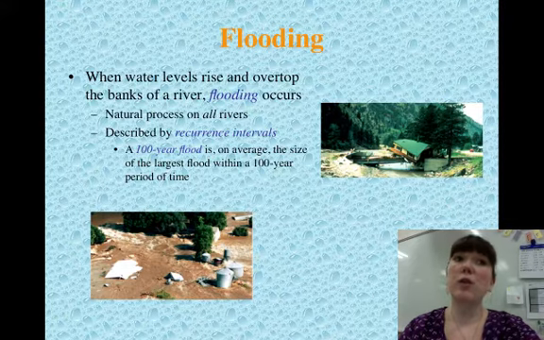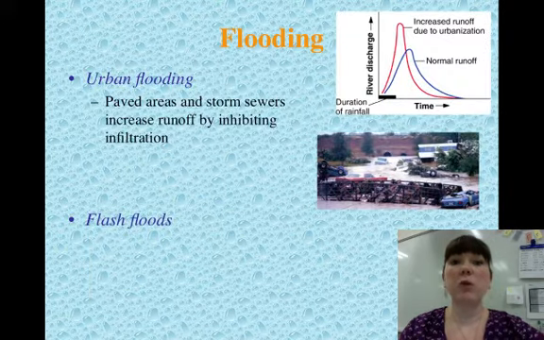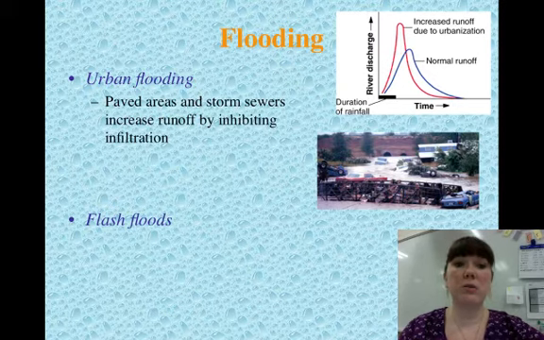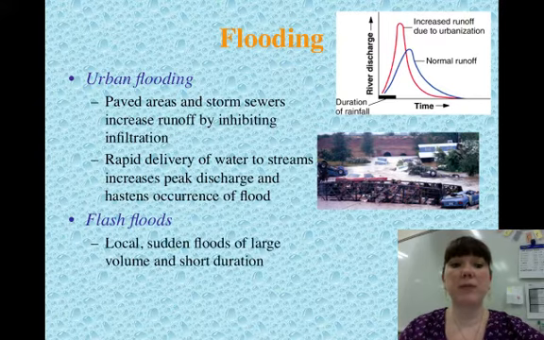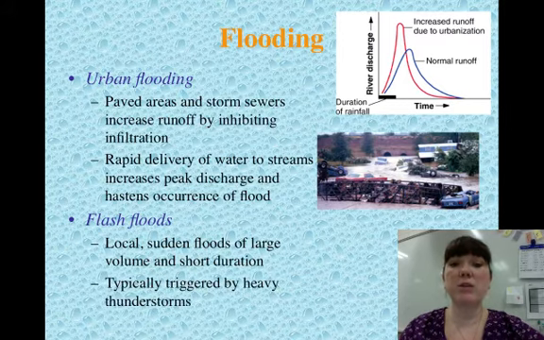When the waters start to slow, we have deposits of the material that they've been carrying, and these get deposited into the floodplain. When we have a lot of paved areas and storm sewers, these increase runoff by inhibiting infiltration, and this can cause a rapid delivery of water to streams, increasing their discharge and making floods happen more quickly. Flash floods are sudden, localized, small-scale floods of a very large volume, but they last for a very short period of time, and these are typically triggered by heavy rainstorms.